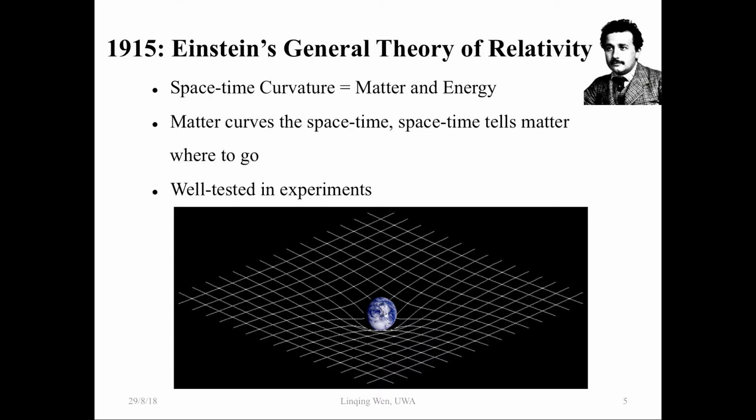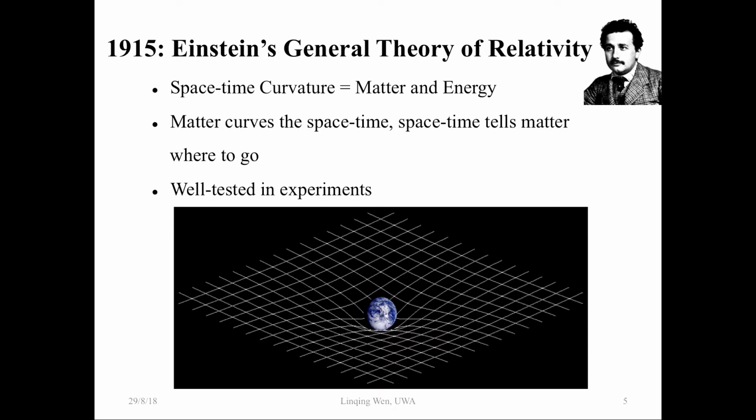What it says is that we should consider the fabric of space and time. We treat time as if it's one of the dimensions, just like space. So we only consider space and time. And what we found is that the space and time curvature is related to the mass and energy around it.